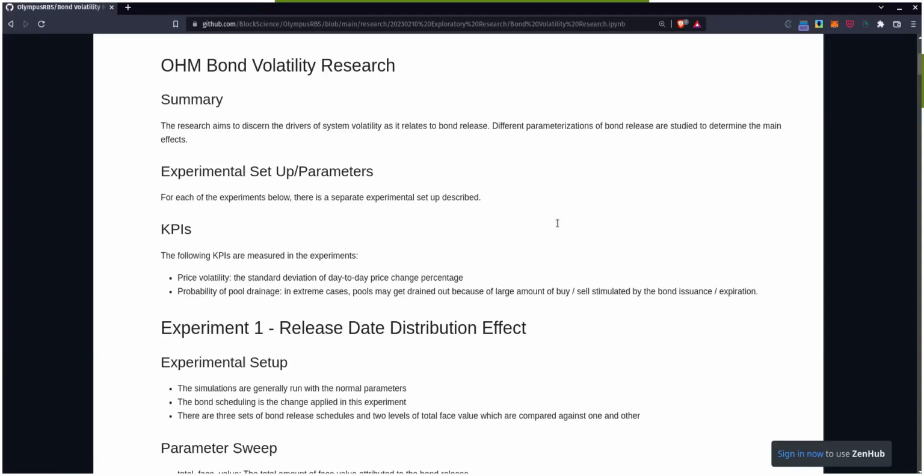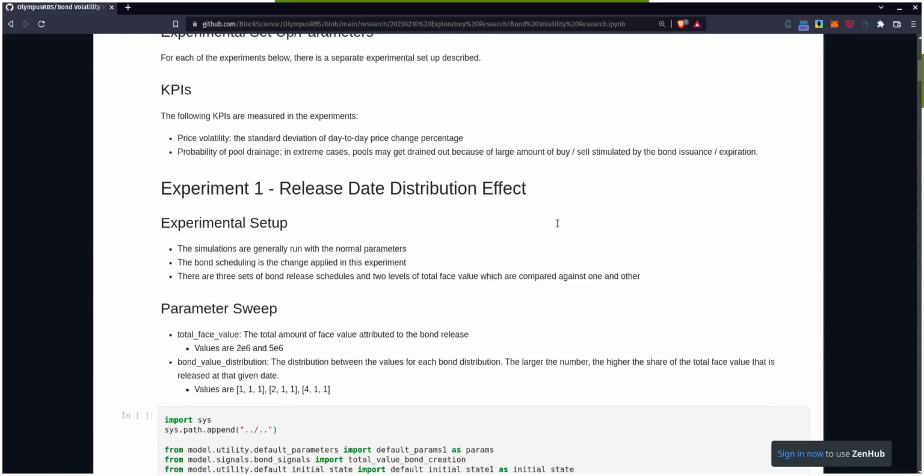In the on-bond volatility research, we aim to discern the drivers of system volatility as it relates to bond release. Different parameterizations of bond release are studied to determine the main effect. So let's dive right in.